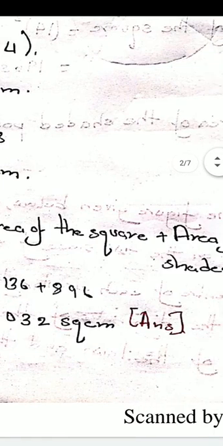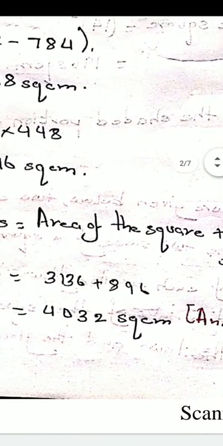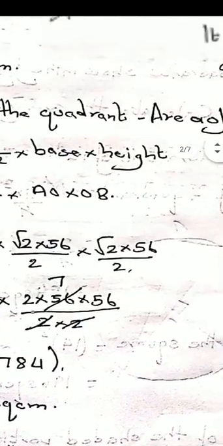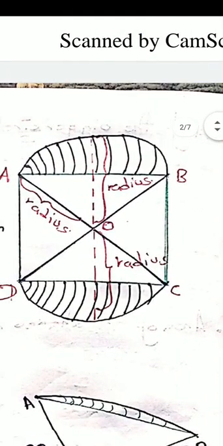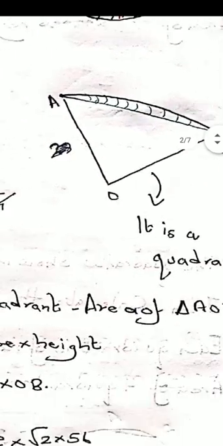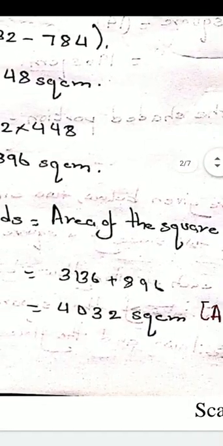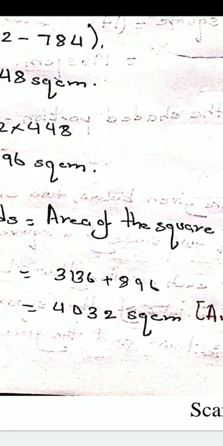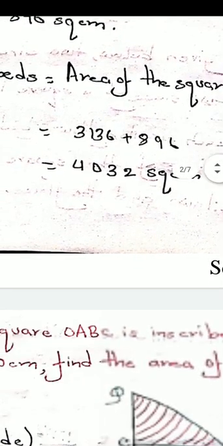Therefore area of the lawn and flower beds equals area of the square plus area of the two shaded regions. 3136 plus 896, that is 4032 square centimeter. Here, if you see the diagram, we have to find the area of the circle portions and the area of the shaded region. If we can find them and add them up, we'll get the answer. So that's why I write 3136 plus 896 as 4032 square centimeter.